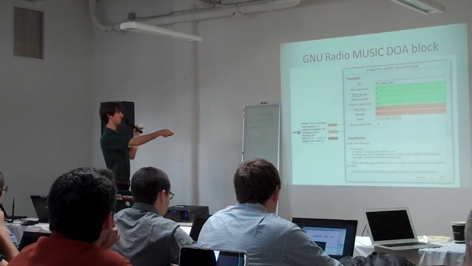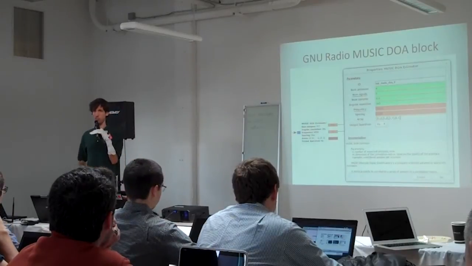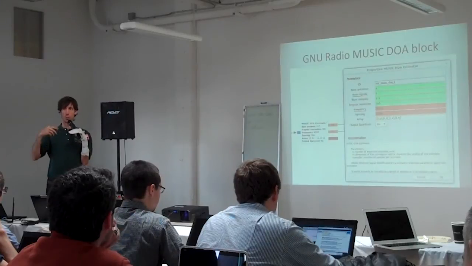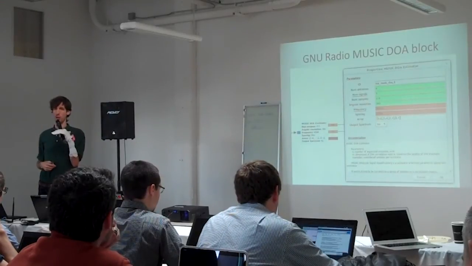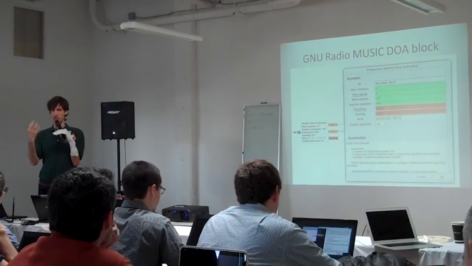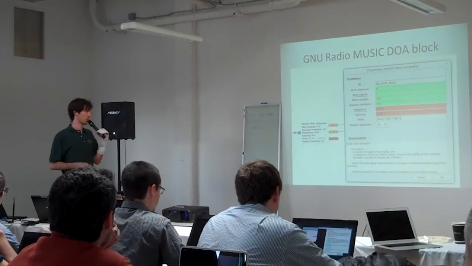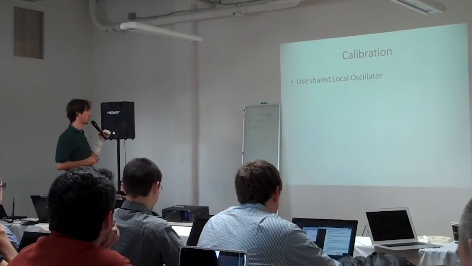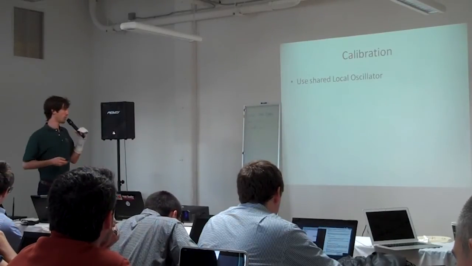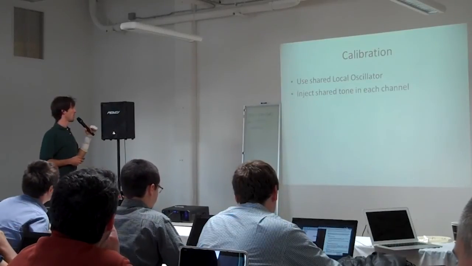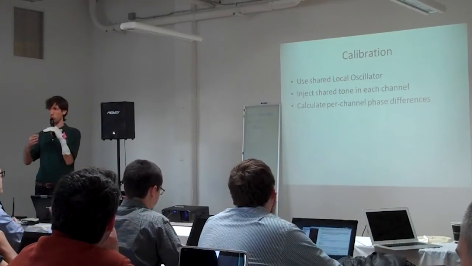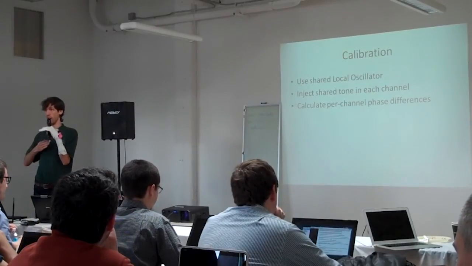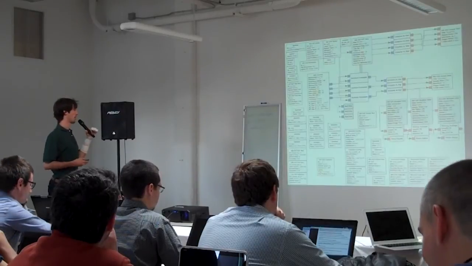then you simply express your antenna array as this array of coordinates on an XY plane. When you start the flow graph, it will calculate the array response over the angle range, and then use that as a lookup when it actually finds your angle of arrival. And it's also quite important to calibrate. So you need to use a shared local oscillator so everything's going on the same LO. You need to inject a shared tone into all of the front ends, and then you need to calculate the per channel phase differences so that everything's coherent, and then apply corrections and recalibrate.